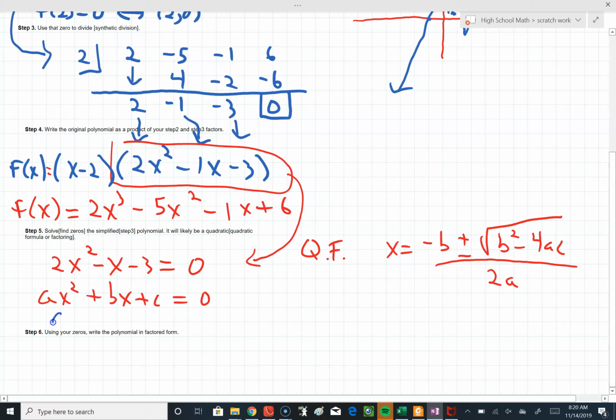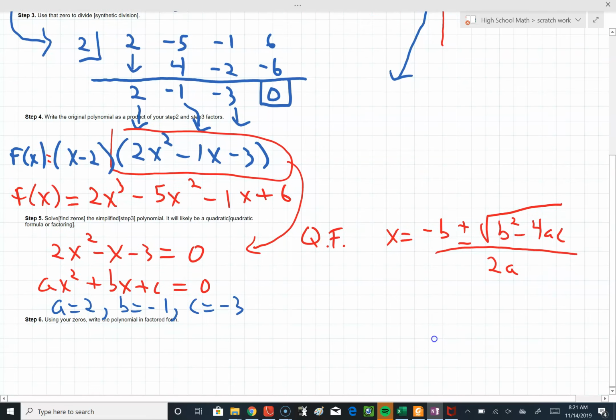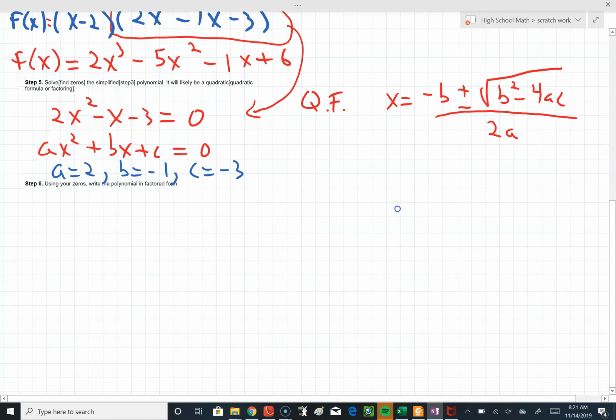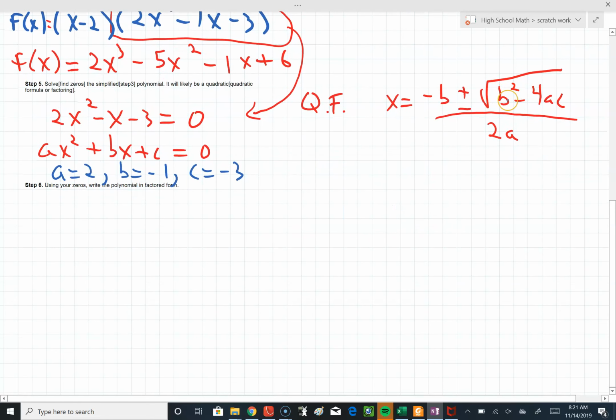a would be what? Good. B would be negative 1. Good. And C would be negative 3. Guys, when you're doing the quadratic formula, find the discriminant first. Find this underneath thing, because it gives you a lot of information and it'll clean up the process here. I'm going to find b squared minus 4ac.